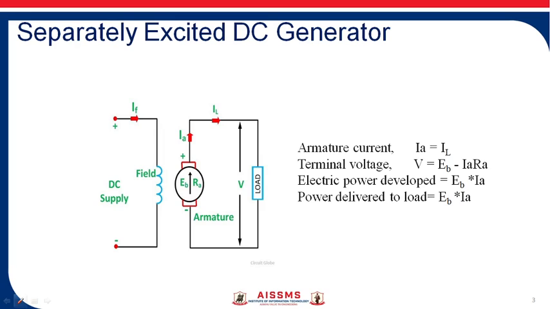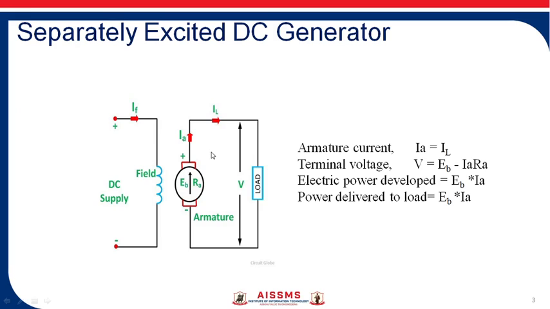So the first type of DC generator we are going to see over here is the separately excited DC generator. Separately excited DC generator means a separate DC supply is applied to the field winding of the DC generator. And this is the armature. The EMF induced in the armature is represented as EB. RA is the armature resistance. Current flowing through the armature is IA. Current flowing through the load is IL. And IF is the current flowing through the field winding.